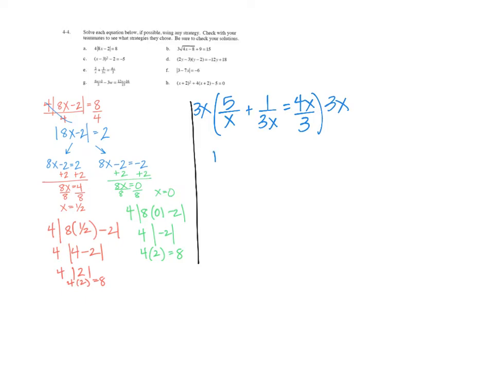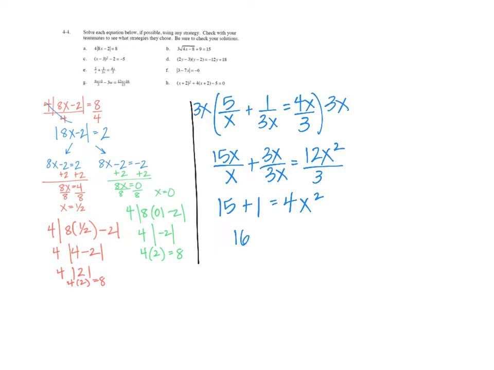When I do that, I'll show you the entire thing here. I have 15x over x plus 3x over 3x equals 12x squared over 3. And then I'm able to simplify 15 plus 1 equals 4x squared. From here, I'm able to combine like terms on the left to get 16. I have 16 is equal to 4x squared. To isolate my x squared, I'll undo the 4 by dividing both sides by 4. I get 4 is equal to x squared.